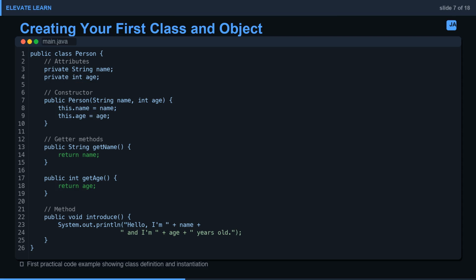Now let's write our first class. Here we have a Person class with two private attributes, name and age. We define a constructor that takes these values as parameters and uses this to assign them to our instance variables.